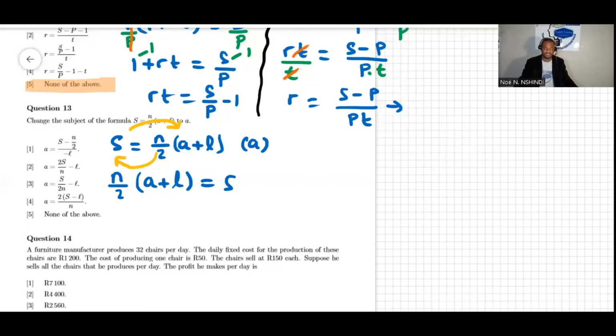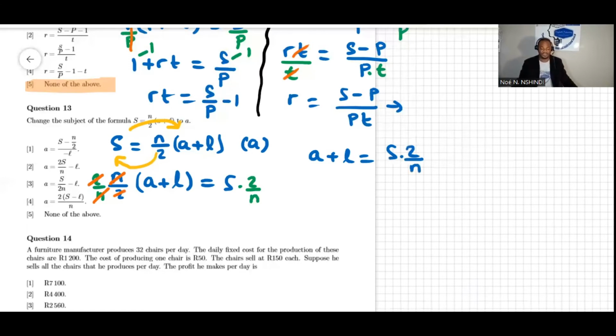Now I need to get a, so I must get rid of anything next to a. How can I do that when there are fractions like that? Okay, n over 2 here, I can cancel this out. It's a product, right? I can cancel that by timesing by 2 over n, and I times that also by 2 over n. Why? I want to times by the inverse of n over 2, which is 2 over n. Because if I times by the inverse, the 2 and 2 cancel out, n and n also cancel out, and we'll be left with just a plus L equal to S times 2 over n.